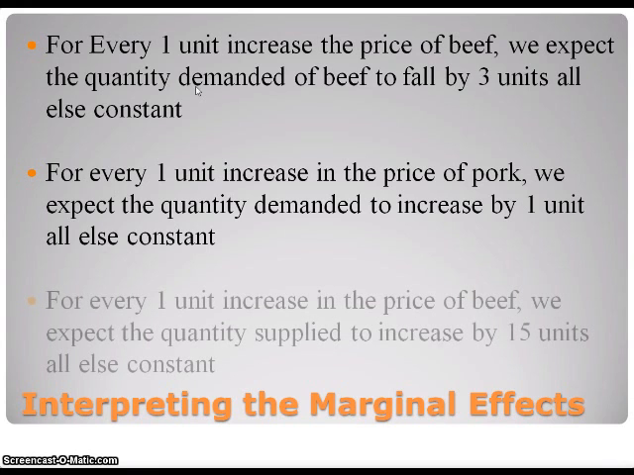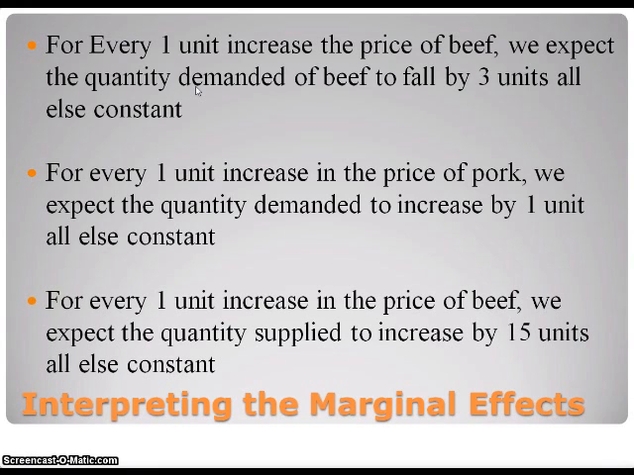The final marginal effect relates to changes in the price of beef and changes in the quantity supplied of beef, and it would be interpreted as follows. For every 1 unit increase in the price of beef, we expect the quantity supplied to increase by 15 units, all else constant. However, notice that we now have a positive relationship between changes in the price of beef and the quantity supplied of beef. This reflects the law of supply that we learned from principles of microeconomics.